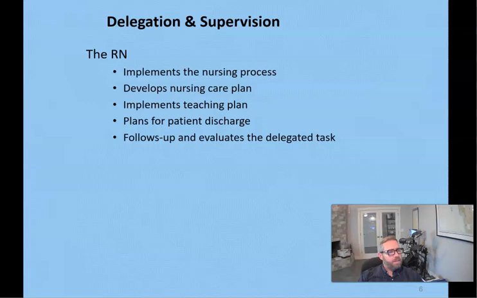The RN implements the nursing process, and he or she develops a nursing care plan for the patient. And we alone implement that teaching plan. We plan for patient discharge, and we follow up and evaluate the delegated task. So we're managing a lot of things at the same time, but one of the most important things, and we'll talk about why this comes up in legal complications later, is that as a nurse, you're verifying what you've delegated. You have that responsibility.